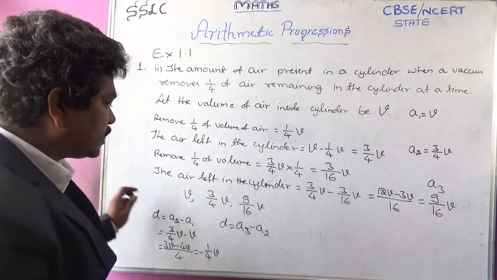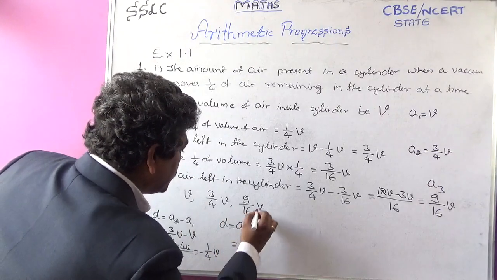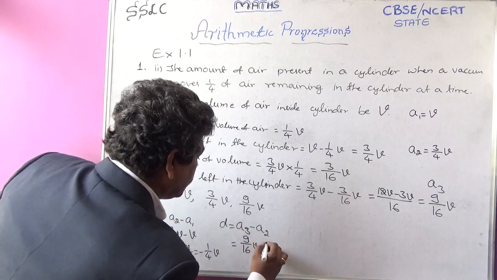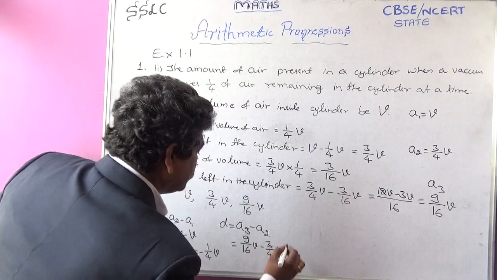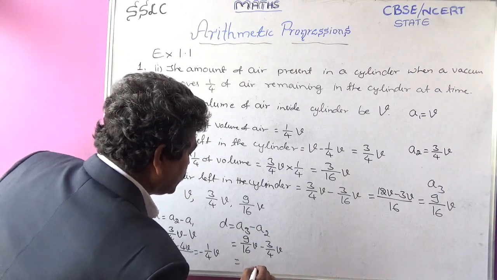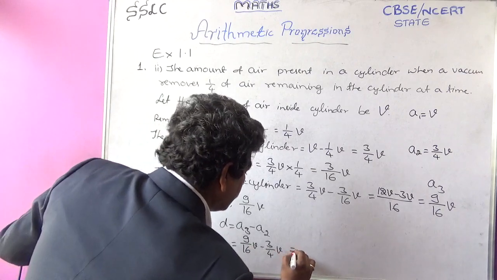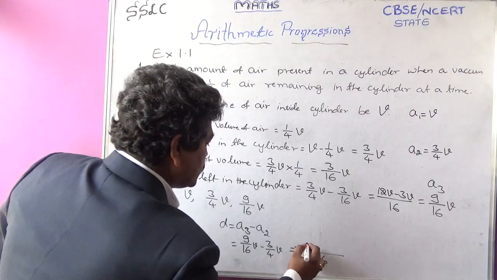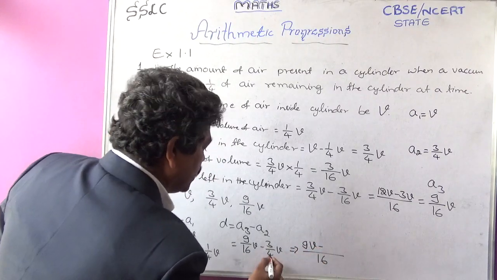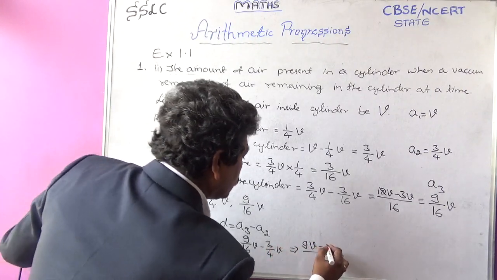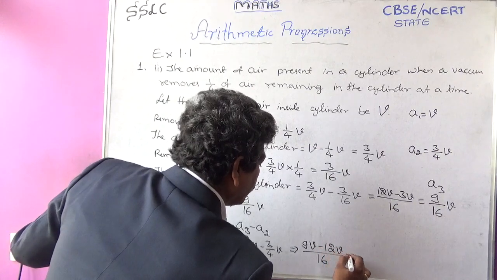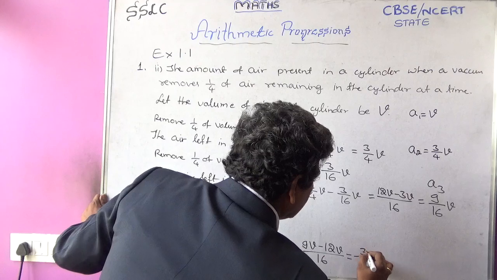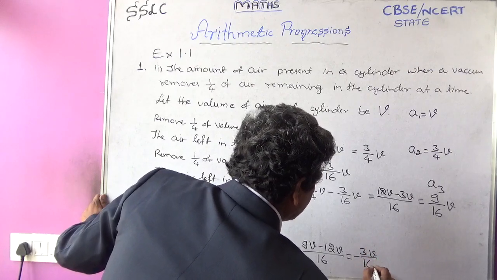Then we have to subtract A3 minus A2. A3 is 9/16V minus A2 which is 3/4V. So then you have to take the LCM here. LCM is 16. Then 16 1s are 16, that becomes 9V, and 4 4s are 16, 4 3s are 12V. So that gives you minus 3V divided by 16.